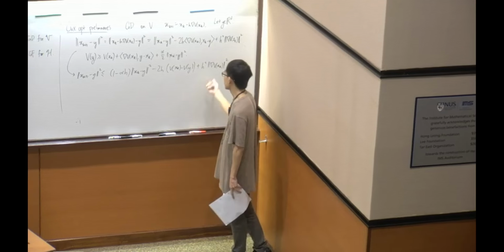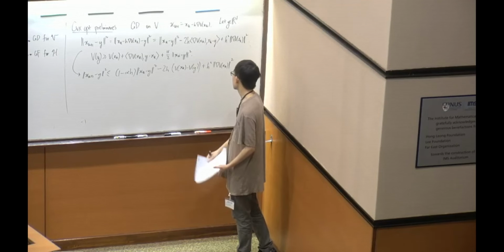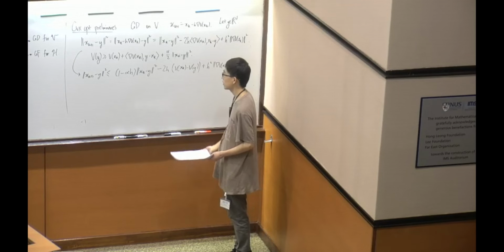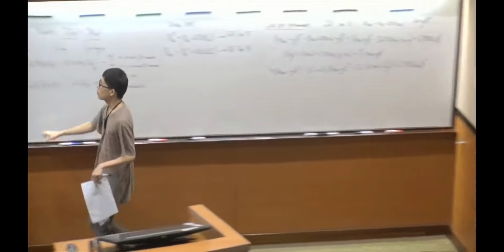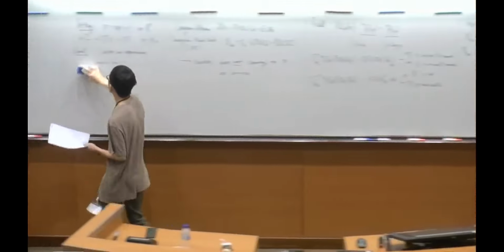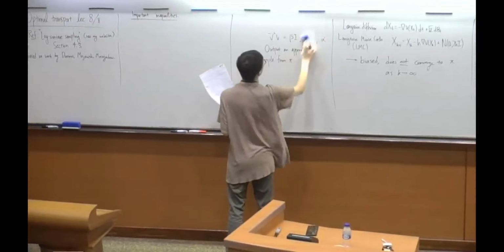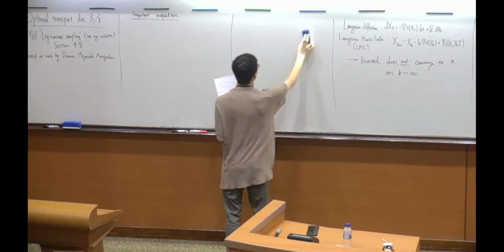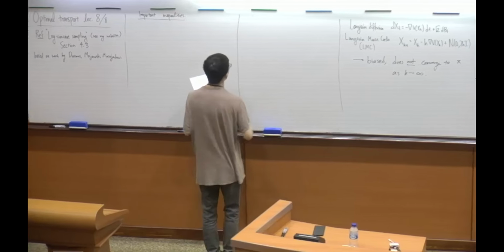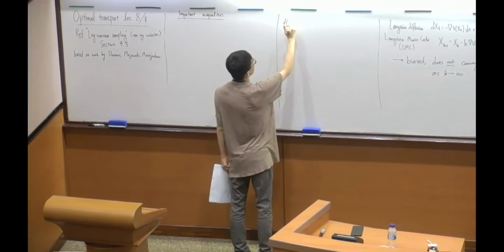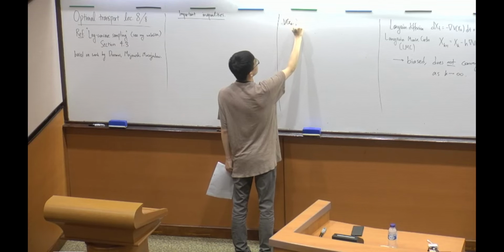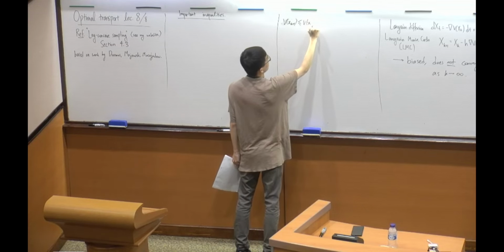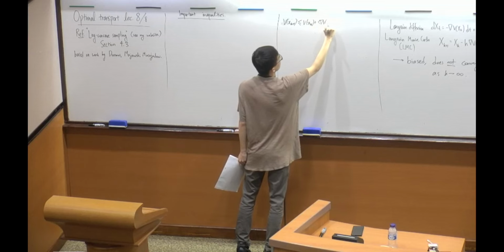Here's one way of controlling this term, and it's going to be via the descent lemma from optimization. So let me just recall what you do. Okay, if I apply the smoothness inequality to V of x_{k+1}, then I get this quadratic upper bound.